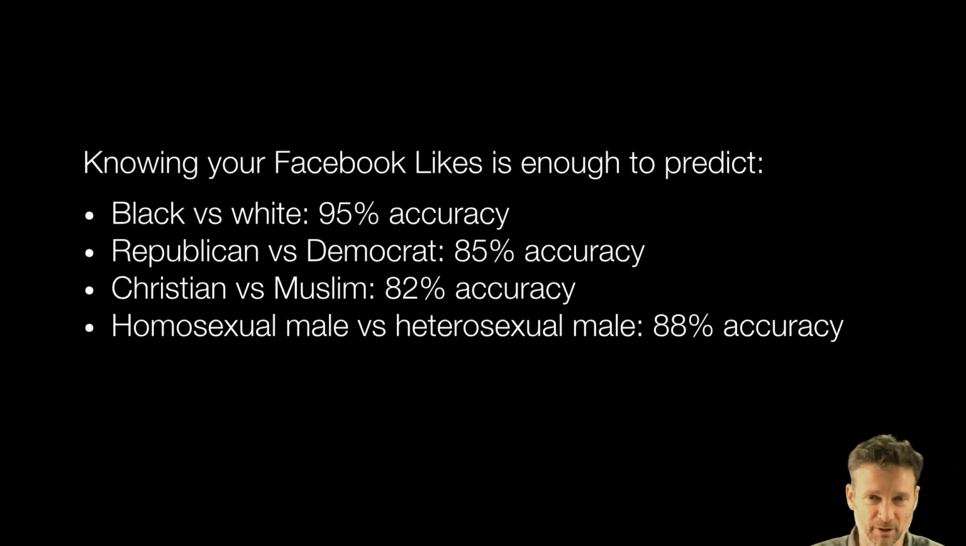So the researchers were able to build a machine learning classifier that, given the likes, was able to predict political orientation with pretty good accuracy. That's not too surprising, but maybe what's more surprising is some of the other things that can be predicted about you. For instance, they could predict race with 95% accuracy. They could predict religion with reasonable accuracy.